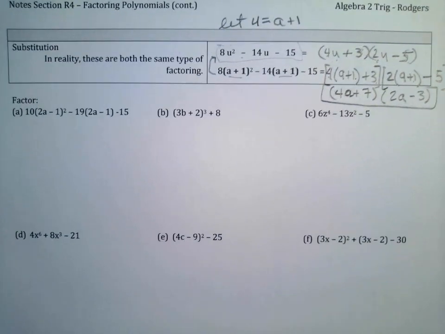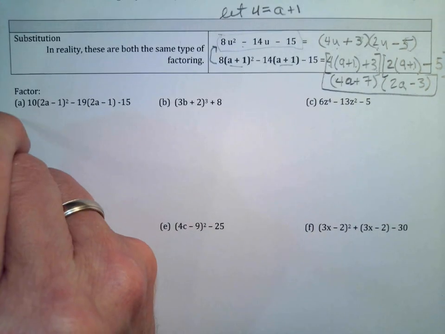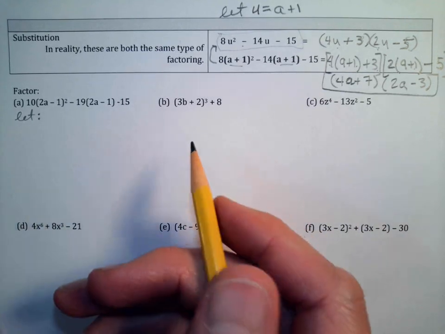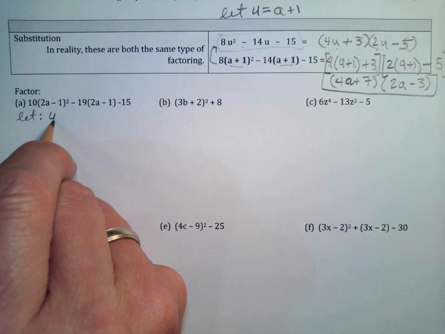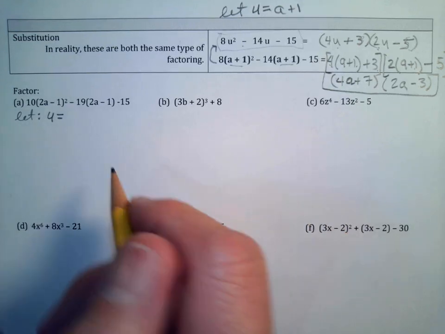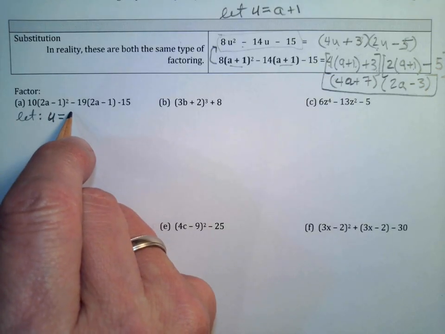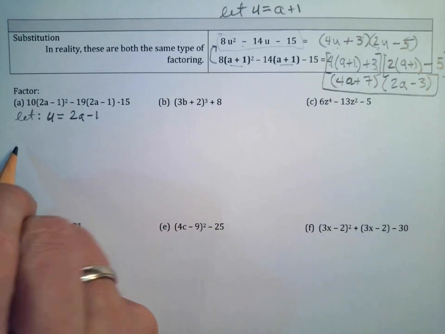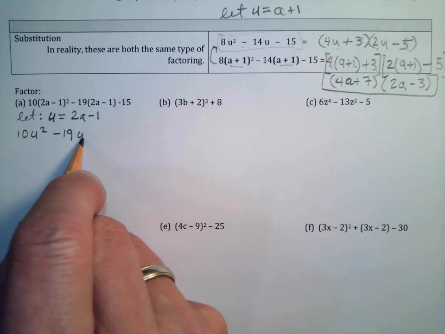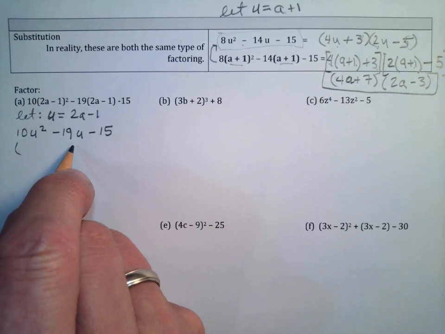Okay, all right, let's look at A then. For A, let's do a substitution. It's what we do in mathematics: we say let, and then say what we're substituting. So let u, and u is kind of the universal variable we use when we do substitution. You'll see that later in next year's math classes. So we'll let u be the substitute for 2a minus 1. All right, so let's rewrite what we have. We have 10u squared minus 19u minus 15, and that's what we want to factor. All right, so let's see about factoring that.